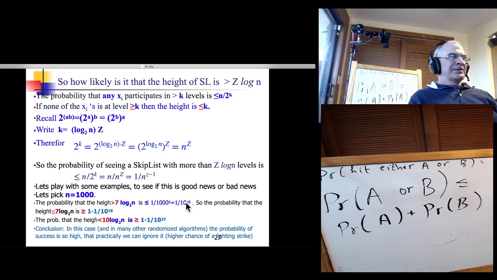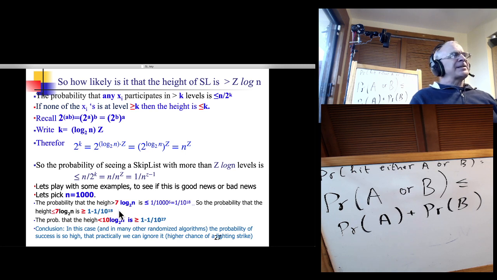Okay, so what's the probability that the skip list that you'll generate has less than or equal to 7 times log n levels? It's 100% minus the chance that it happens. So the probability that the height of the skip list is less than 7 times log n is larger than or equal to 1 minus 1 divided by 10 to the 18. So I'll say it's kind of rare.